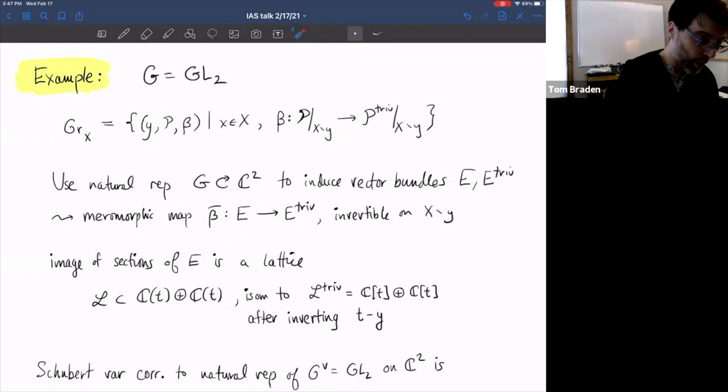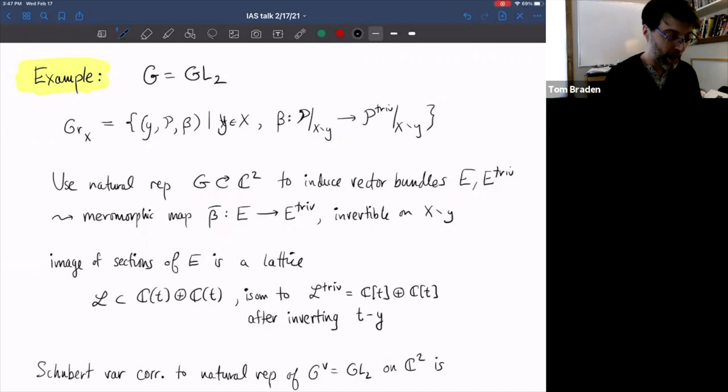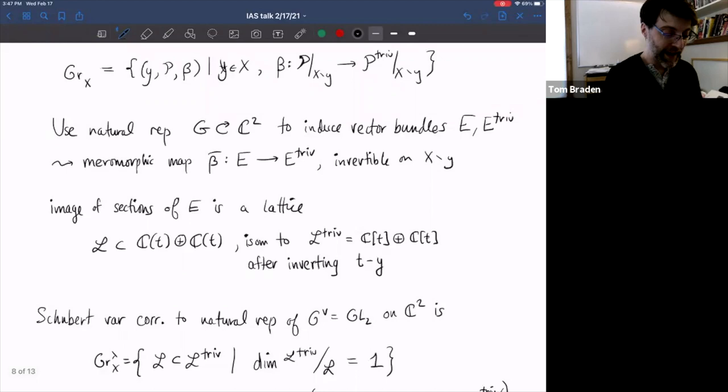Okay. Away from your chosen point Y. And then if you wanted to make this algebraic, you take the global sections of E and push that forward by your trivialization. You get a lattice of meromorphic sections of E trivial, which is just two copies of the fraction field of the line. And the lattice that you get has the property that it becomes isomorphic to the trivial lattice after you invert T minus Y. So that's a way of saying that it's supported at T minus Y.